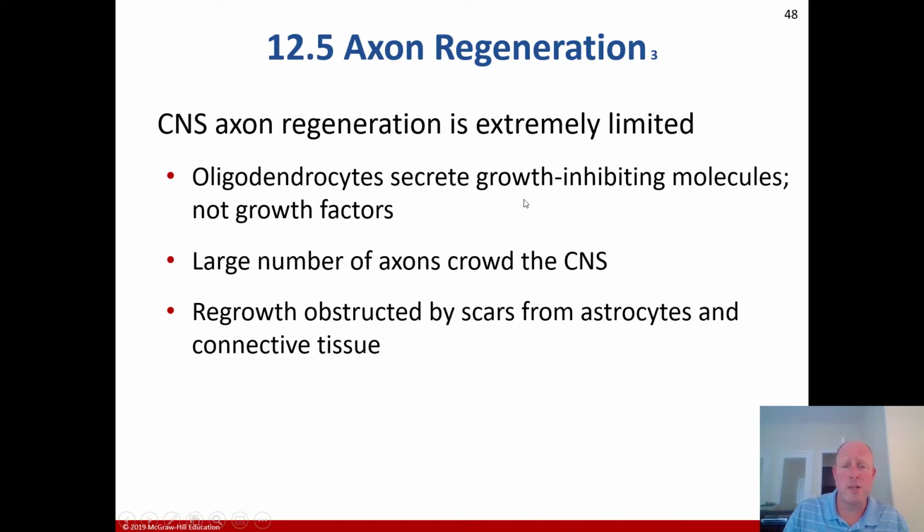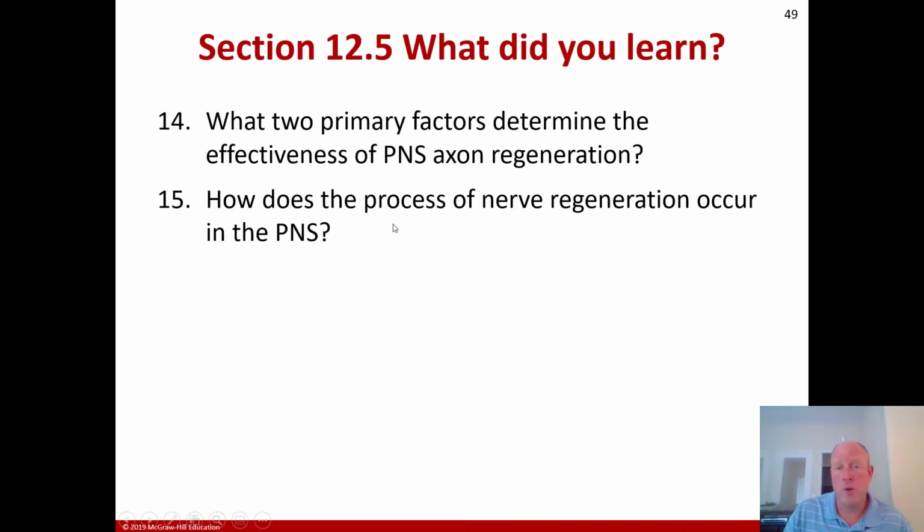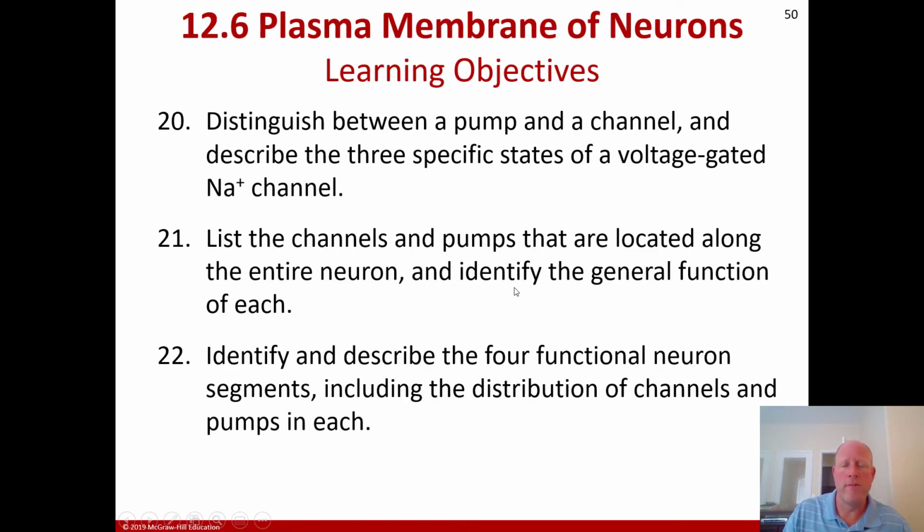The oligodendrocytes secrete growth-inhibiting molecules, not growth factors. A large number of axons crowd the CNS, and the regrowth is obstructed by scars from astrocytes and connective tissue. So with this section, what two primary factors determine the effectiveness of PNS axon regeneration, and how does the process of nerve regeneration occur in the PNS? And with that, we'll come back for section 12.6 on the plasma membrane of neurons.